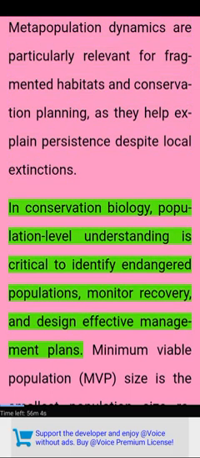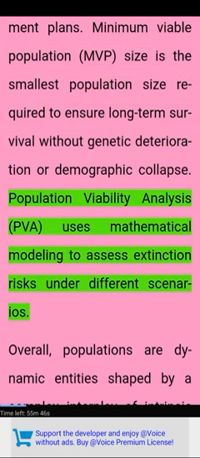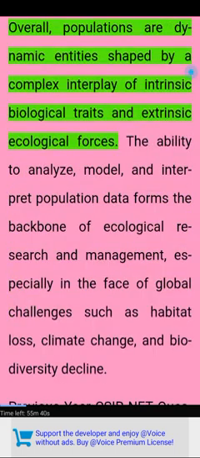In conservation biology, population-level understanding is critical to identify endangered populations, monitor recovery, and design effective management plans. Minimum viable population (MVP) size is the smallest population size required to ensure long-term survival without genetic deterioration or demographic collapse. Population viability analysis (PVA) uses mathematical modeling to assess extinction risks under different scenarios.